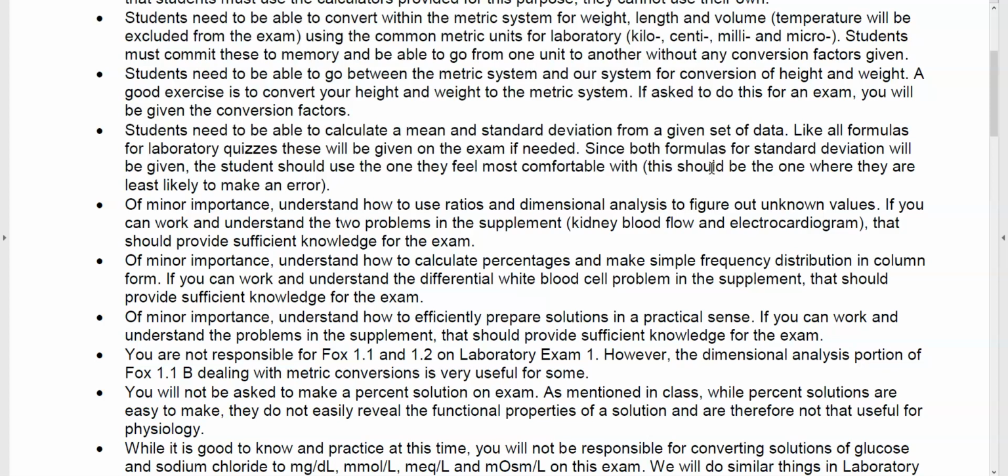As I've pointed out in an announcement and on those online sessions, you are not responsible for FOX 1.1 and 1.2 on laboratory exam 1. If you carefully read the supplement, it says review FOX 1.1, 1.2. When it says review in the supplement, it means you're not responsible for it on a laboratory exam. However, the dimensional analysis may be useful for you if you're dealing with metric conversions. But if you know how to do conversions already, then you don't need to go look at that.